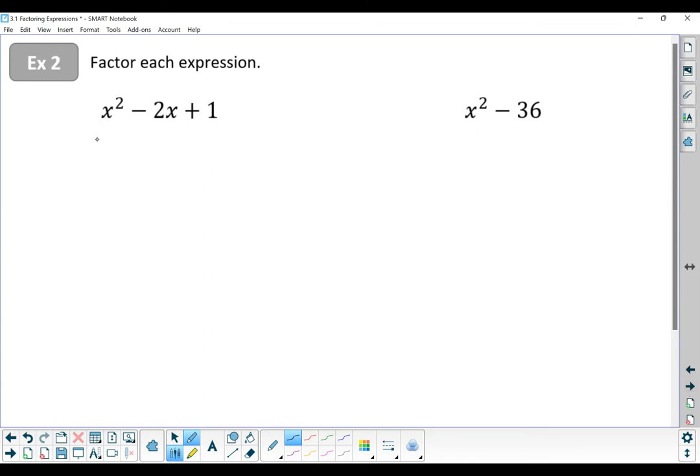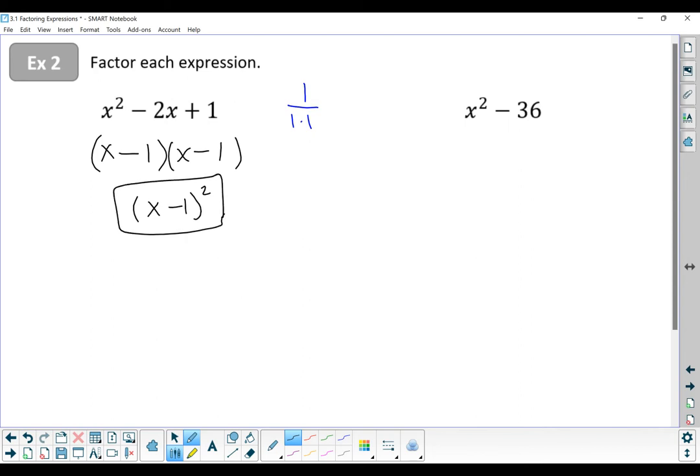Factor each expression. This one, sometimes when there's a 1 at the end, it gives people trouble, so that's why I like to do this one as an example. Our number at the end is a 1, and there's only one way to get a 1. It's a 1 and a 1. But I have a -2 in the middle. To get that to add up to a middle term of -2, they are both a -1, and I could write this as a binomial squared.